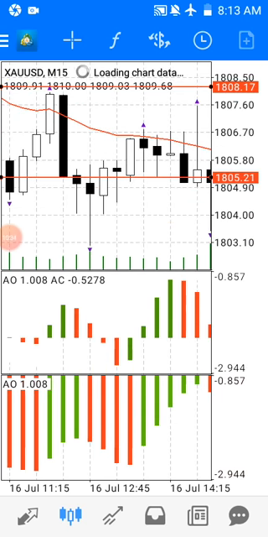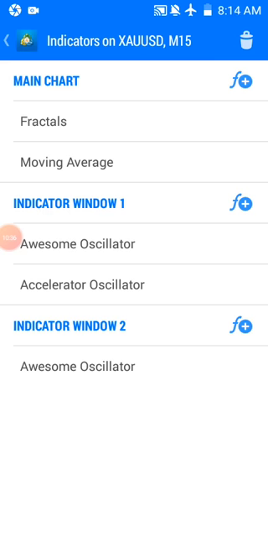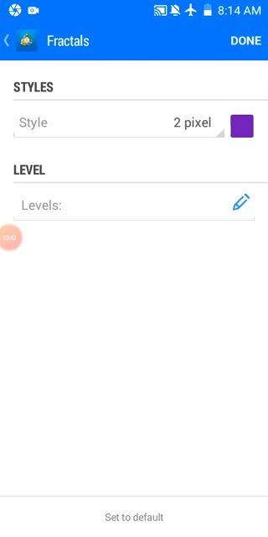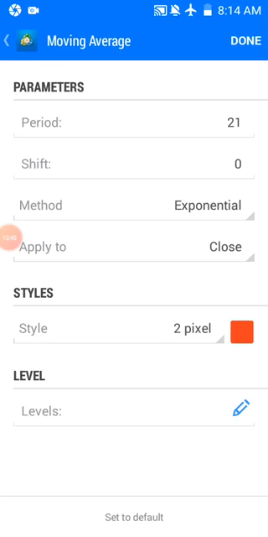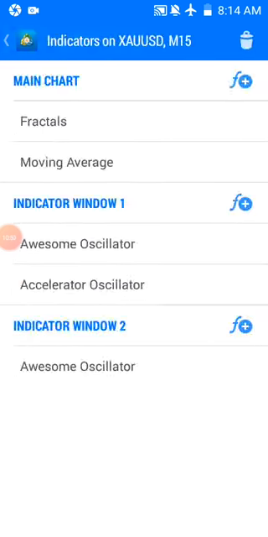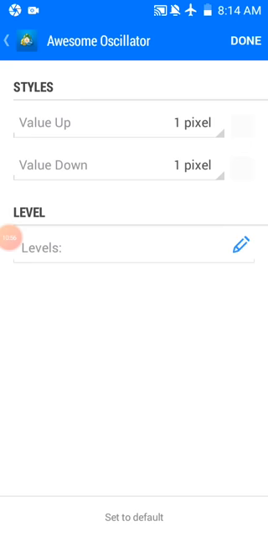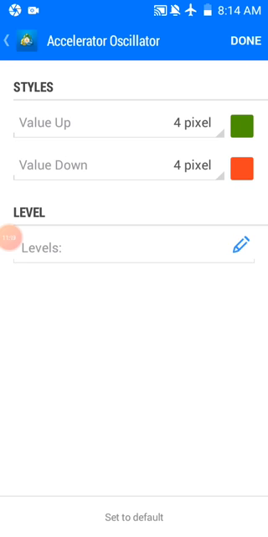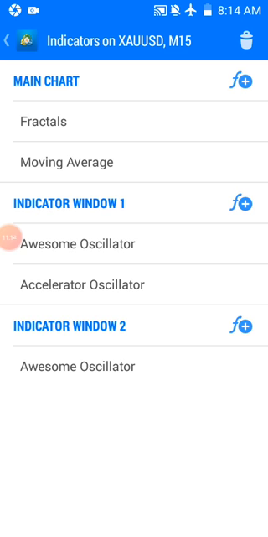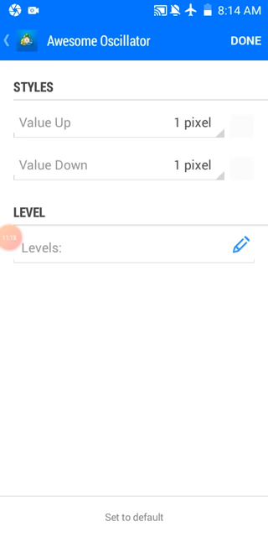And let's look at the settings. Settings for these indicators are: the first one on your main window is your fractal indicator. Color is purple. Second indicator on the main window is your 21 EMA. Apply to close. Then on your indicator window 1, you have awesome oscillator, no color. Then you have accelerator oscillator. But for indicator window 2, you just have only awesome oscillator.